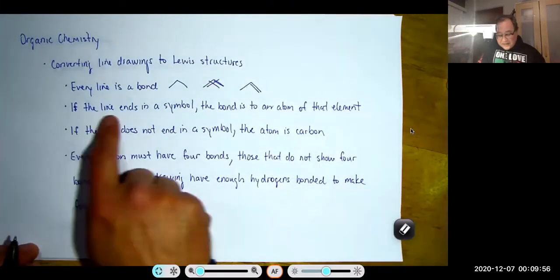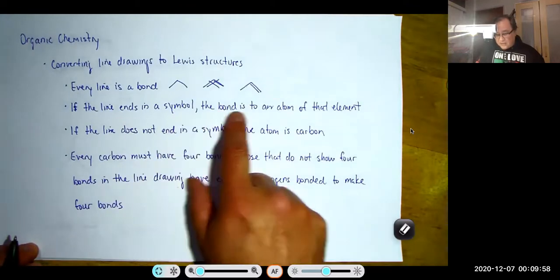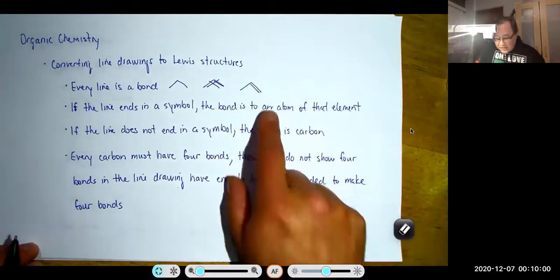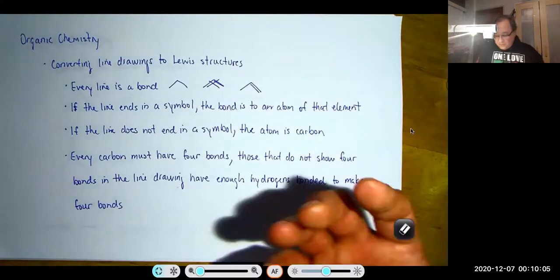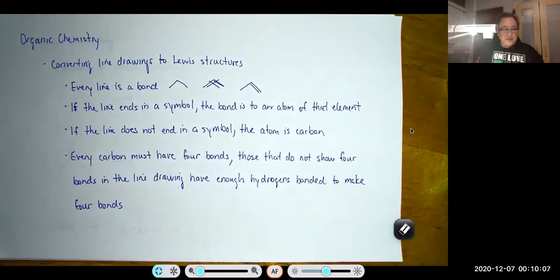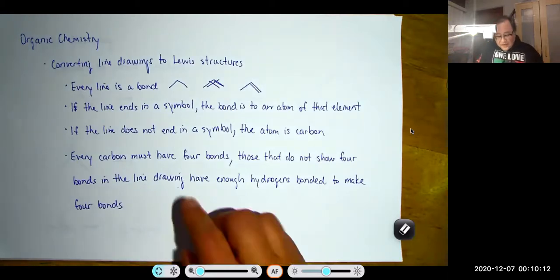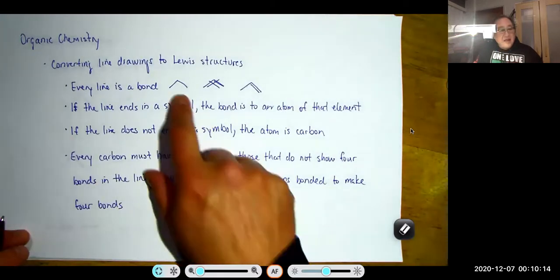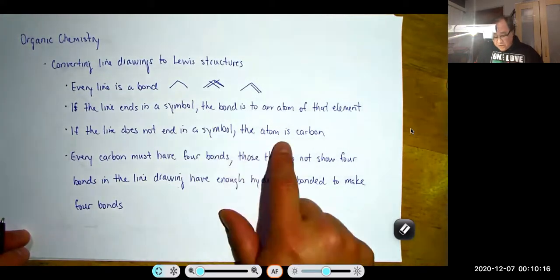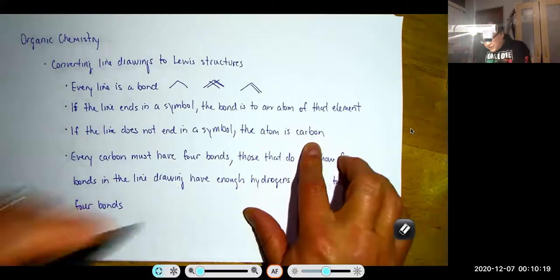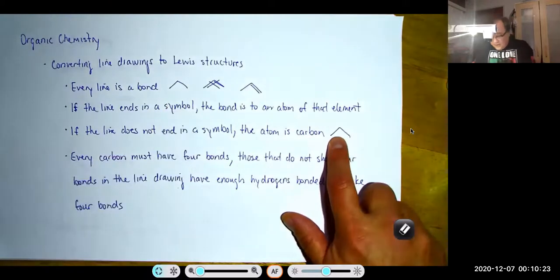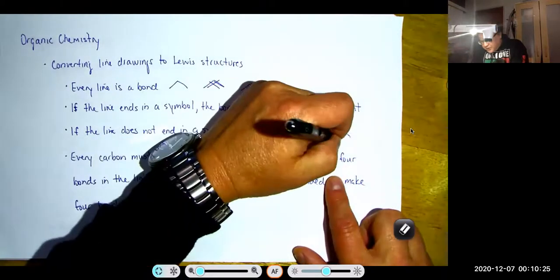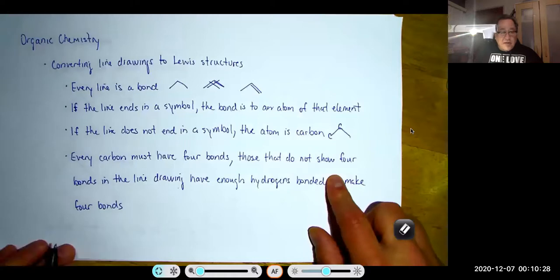If the line ends in a symbol, the bond is to an atom of that element. I don't see any symbols here, so we don't have any bonds to oxygen. We don't have any bonds to nitrogen. We don't have any bonds to fluorine. If the line does not end in a symbol, the atom is carbon. So what that means here is if we take a look at this line, this line is a bond. And since we don't have symbols, that bond is between two carbon atoms.